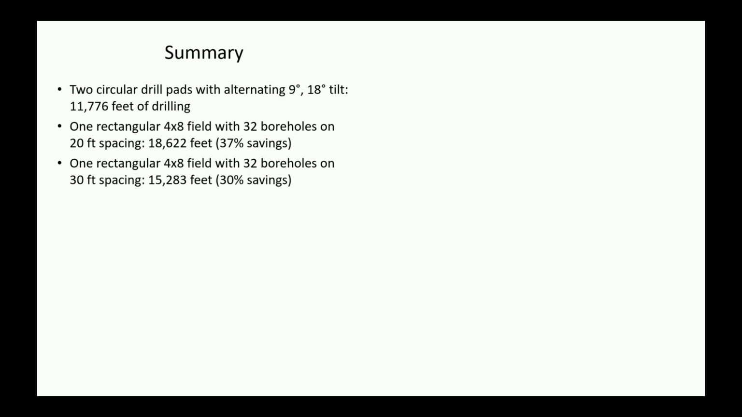So if you compare to the 4x8 rectangle, 20 feet, we'd save 37% in drilling by using angled boreholes, and we'd have, of course, a lot less surface disruption. True, but that's because the spacing is so close. So if we expanded the 4x8 field to have 30-foot spacing, then by comparison, we'd have a 30% savings. So we get the advantage of taking advantage of more ground volume, basically, and since we're angling the boreholes, we can have less surface disruption. So that's GLHE Pro for angled boreholes in a nutshell.